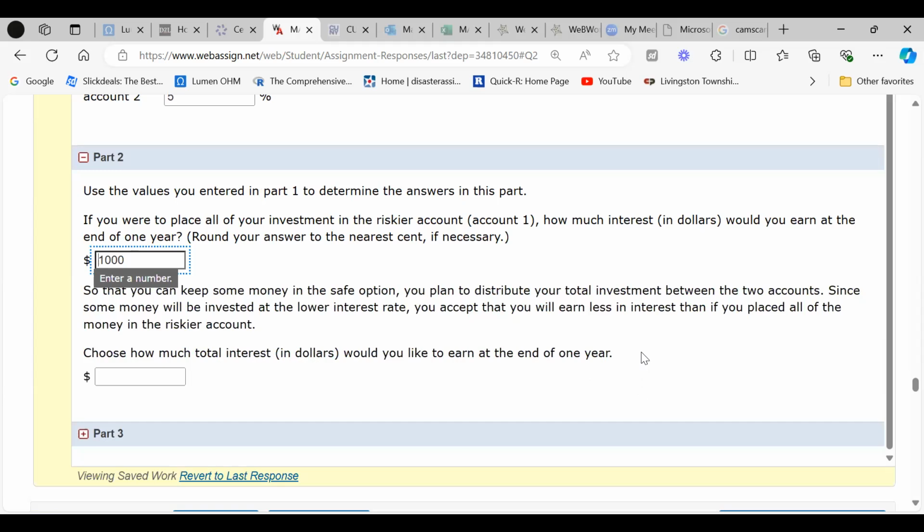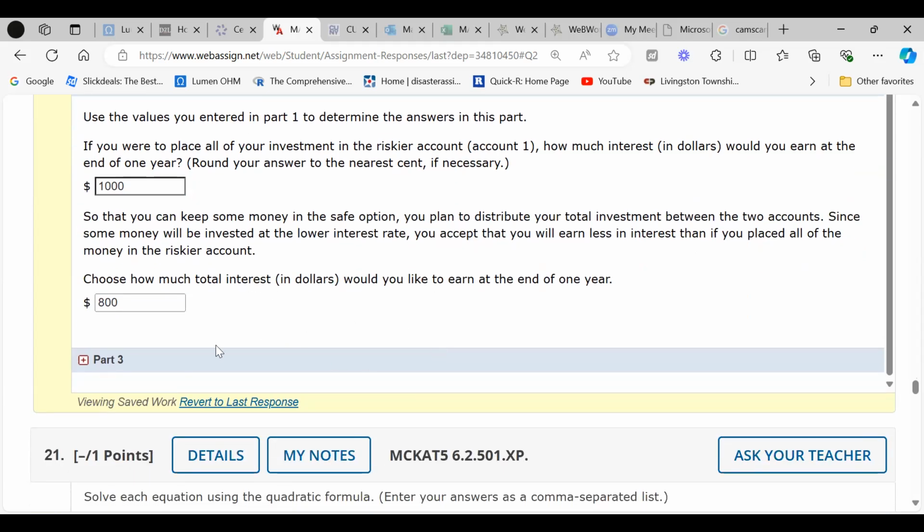Choose how much. So that means you can make $1,000, right? This is the most interest you can earn. And in that case, let's say you only want $800. So you just choose the number, right? $800 in total interest.